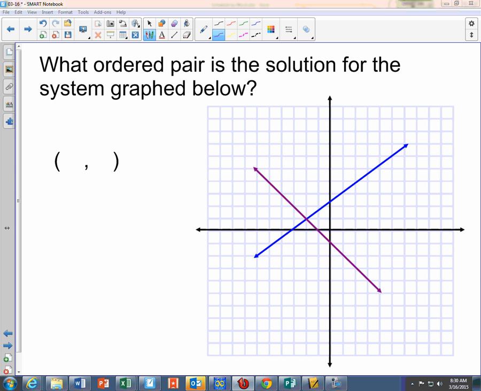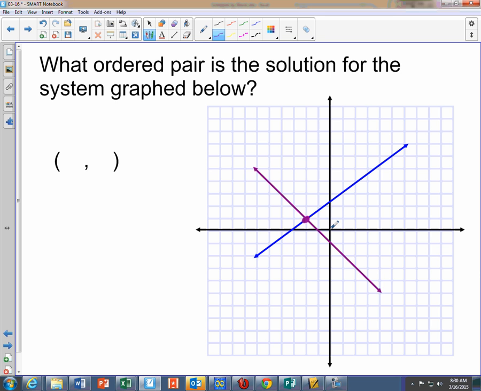How do I find the answer on a graph like this? Look for where the lines intersect. Where do the lines come together at? They come together right here. And how do I know what that point is?